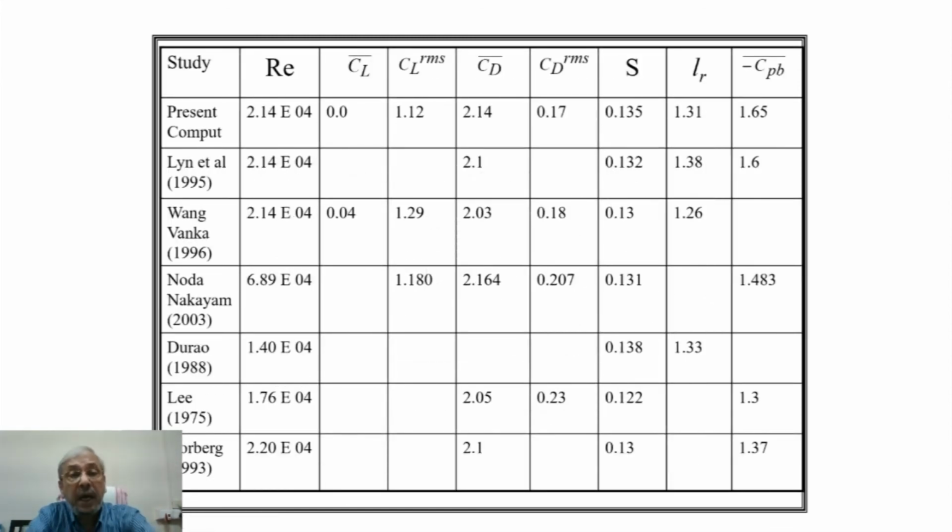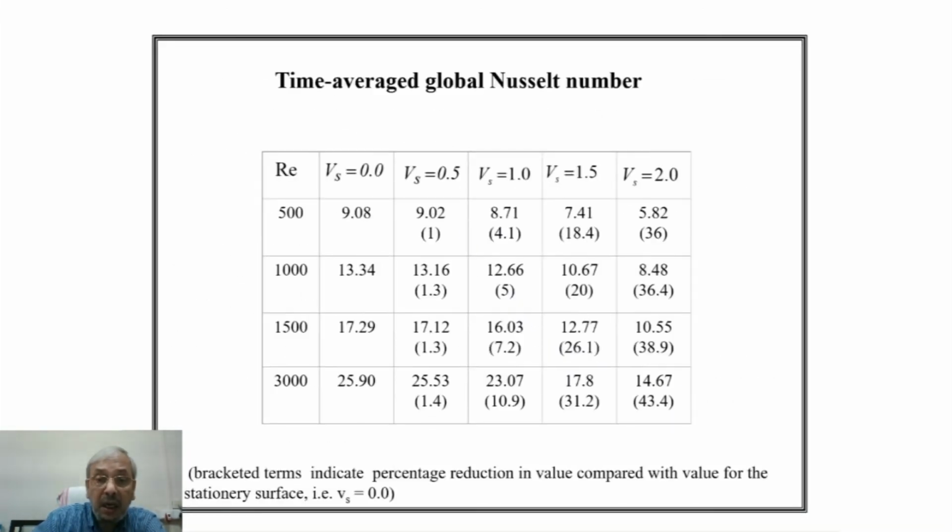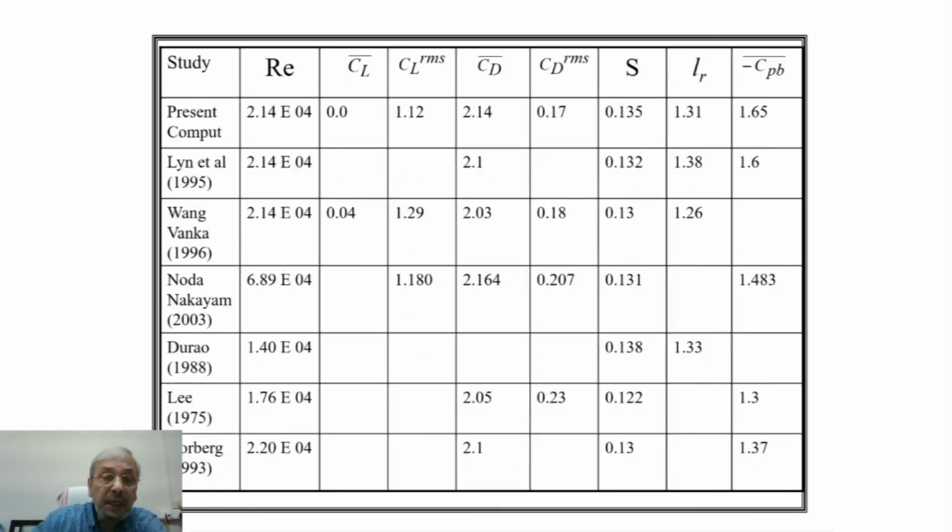This is a study where we compared basically the time averaged lift coefficient, drag coefficient, RMS lift coefficient, RMS drag coefficient, Strouhal number, reattachment length for flow past a square cylinder, alias computation. You can see present computation means this paper which I referred earlier. Lead author is Y. Srinivas, and there we compared with different experiments conducted by different groups across the world.